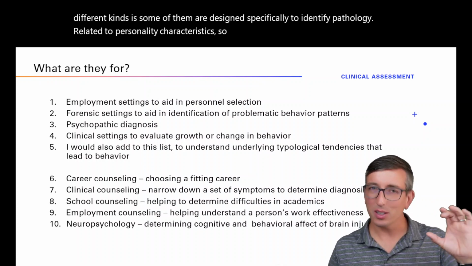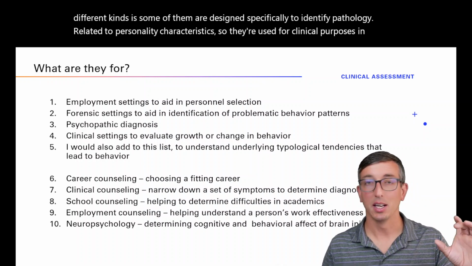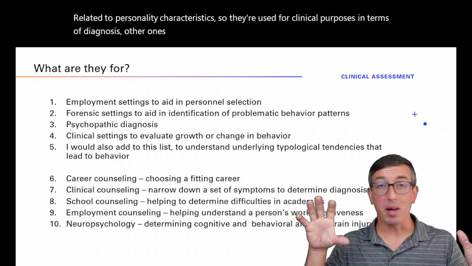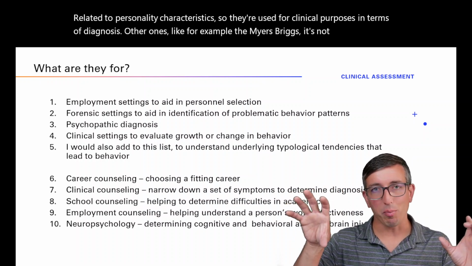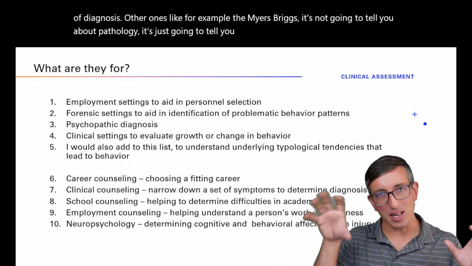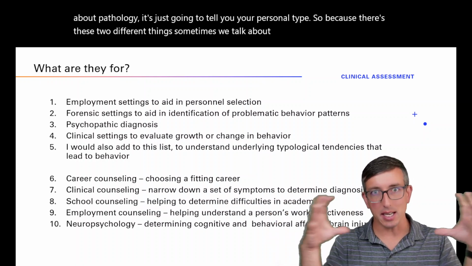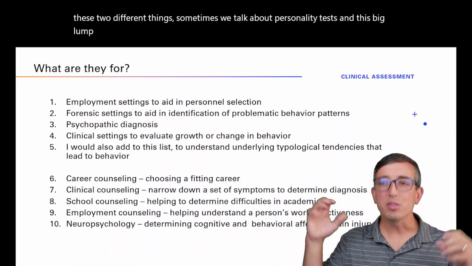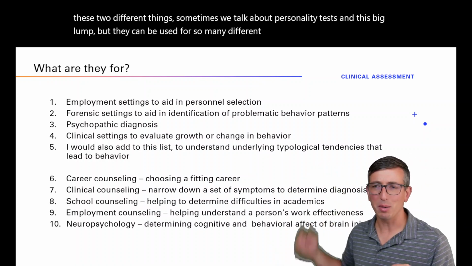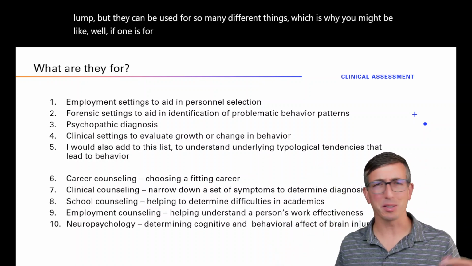So they're used for clinical purposes in terms of diagnosis. Other ones, like for example, the Myers-Briggs, it's not going to tell you about pathology, it's just going to tell you your personal type. So because there's these two different things, sometimes we talk about personality tests in this big lump, but they can be used for so many different things, which is why you might be like, well, if one is for diagnosis, how does the Myers-Briggs fit that?